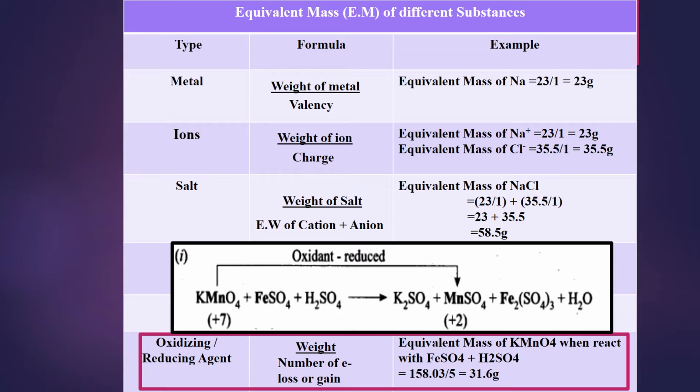For example, for calculating equivalent mass of potassium permanganate, find out total number of electrons gained by manganese in the reaction. As manganese has +7 oxidation state in reactant, and +2 oxidation state in product, so the number of electrons gained by manganese in the reaction is 5. Now divide 158.03 with 5, to get equivalent mass of potassium permanganate, which is 31.6 grams.